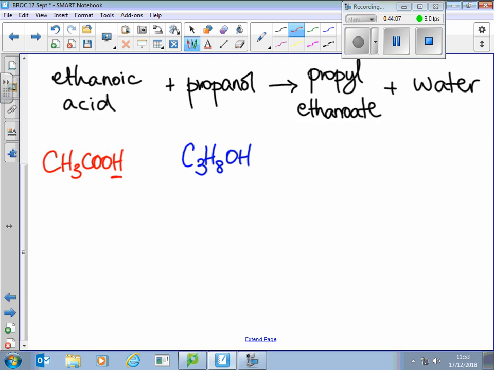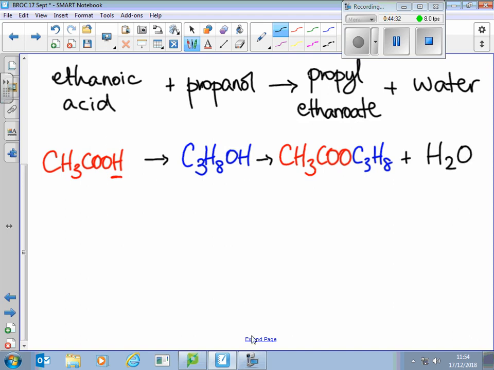So it goes CH3COO, and then we put in the C3H7. And I can't really do colour for the H2O. So H2O is just the rest of it.